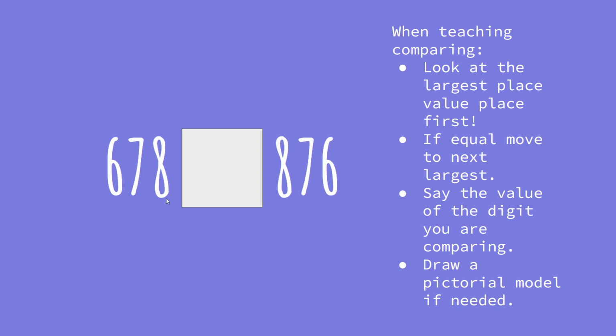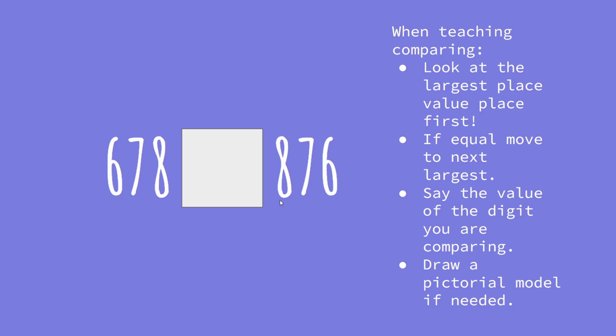So we're not looking at the ones place. We would not be looking at this 8 and this 6. We would be looking at this 6, which is actually a 600, and this 8, which is an 800. If those two were equal, we would move to the tens place, but in this case, they're not equal. So we want to say the value of the digit you're comparing. I'm comparing 600 to 800.